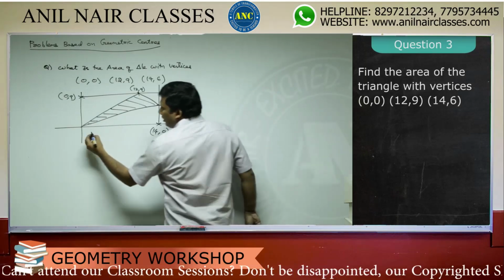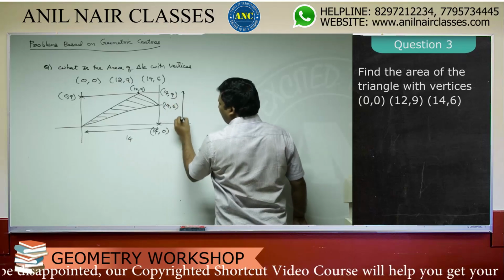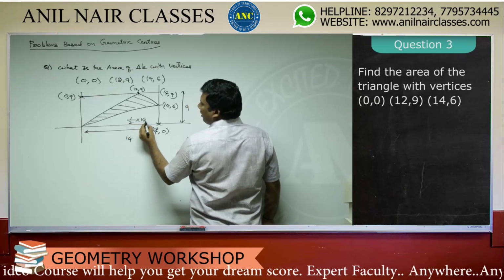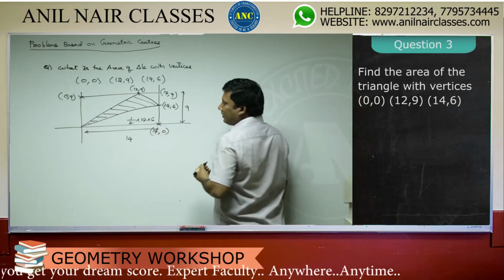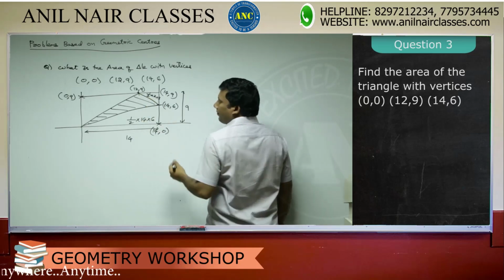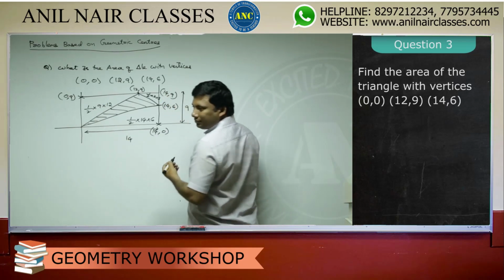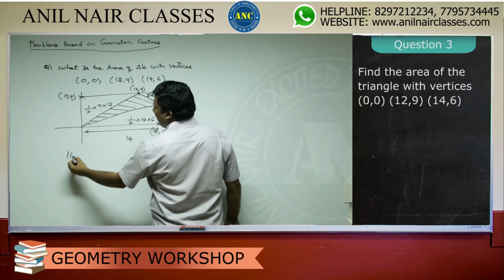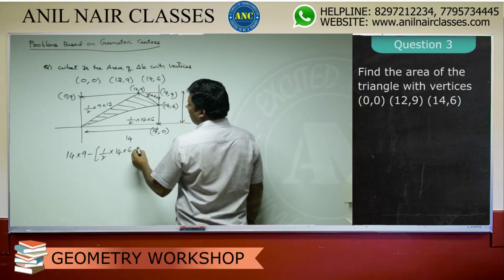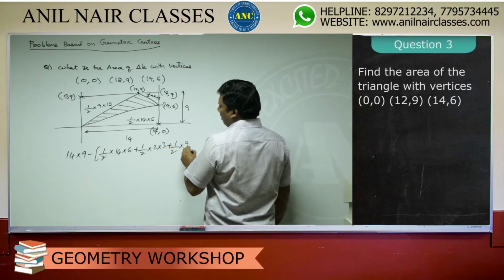So, what is the length of this rectangle? 14. What is the breadth, the height of this one? 9. Half into base is 14, height is 6. Half into, this is 2 and it is 3. Half into, base is 9, height is 2. So total 14 into 9 minus half into 14 into 6 plus half into 2 into 3 plus half into 9 into 2.